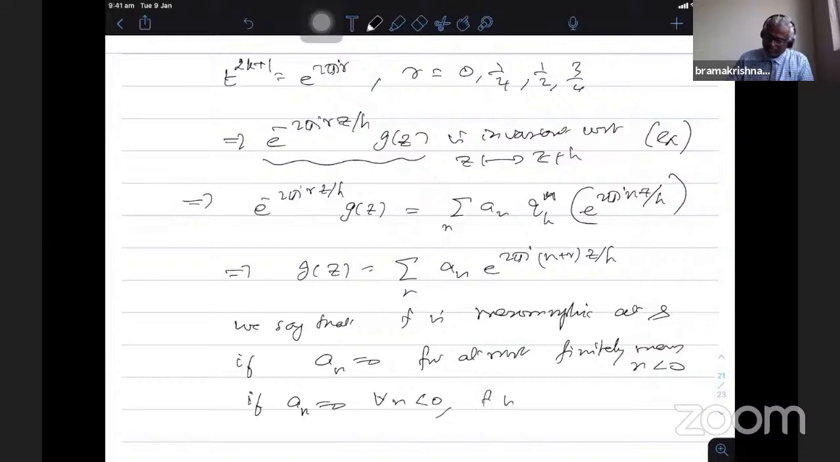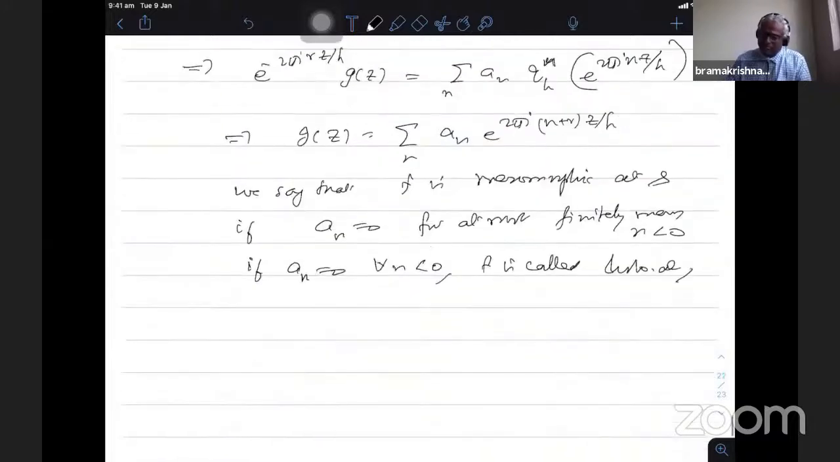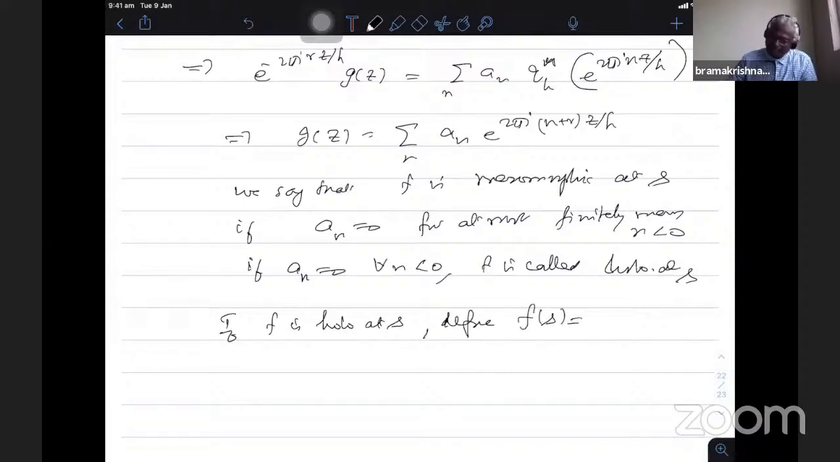f is called holomorphic at the cusp s if a_n equal to 0 for all negative n. That is, we should not have any negative term in this expansion. Then we say it is a holomorphic function. So if f is holomorphic at s, that means there are no negative terms in this expansion, and then we further define f of s to be the limit of g of z as z tends to i infinity. I take the limit, that is the constant term I want to compute.